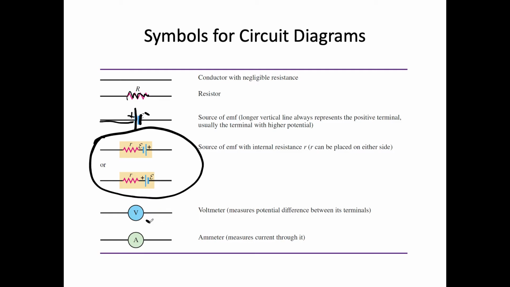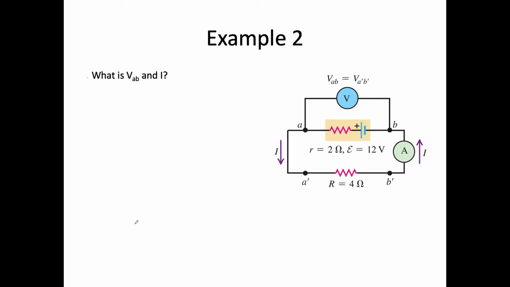This is a voltmeter, this is an ammeter. Okay, now let's do an example. So we have an EMF which has an internal resistance of 2 ohms. Its nominal EMF is 12 volts. Then we connect it to a 4 ohm resistor. What is the terminal potential and what is the current?